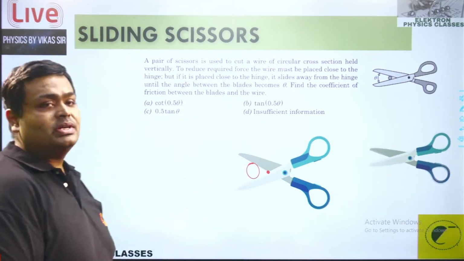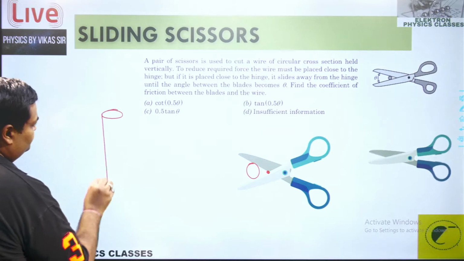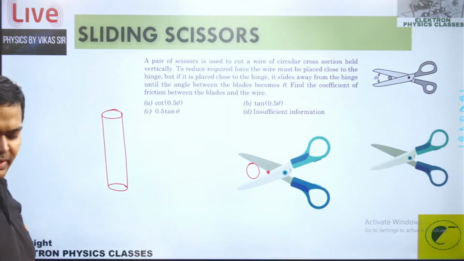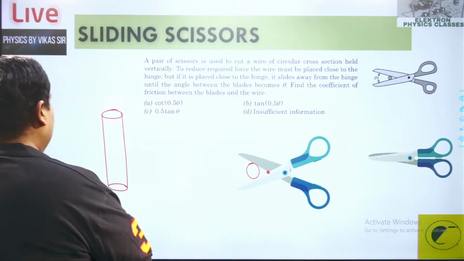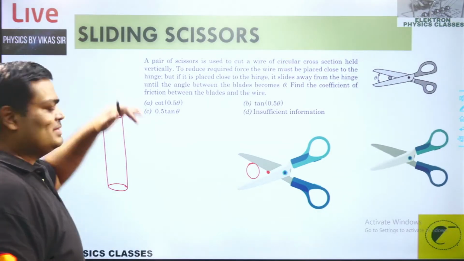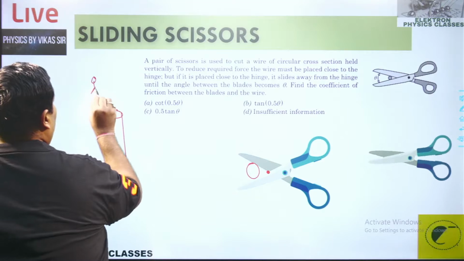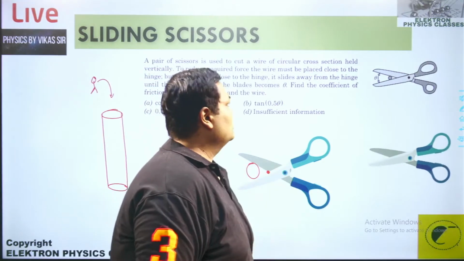Now why are you drawing a circle? Well, actually it is supposed to be a wire, but we are holding this like this. So if you see from the top view, you will see a circular section. So we are taking a top view from here, and then we are observing this as a diagram.